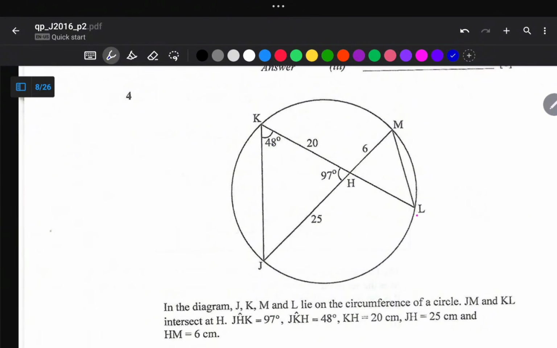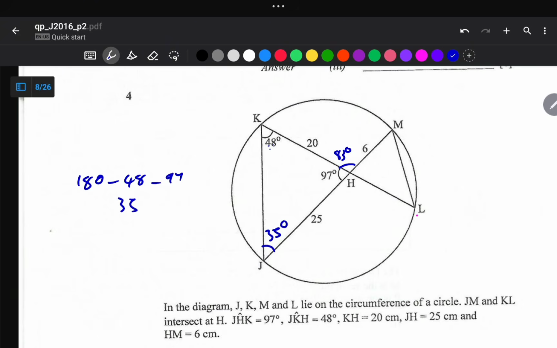So given that here we are having 97 and here we are having 48, and the total of the interior angles for a triangle adds up to 180. So we can simply say 180 minus 48 minus 97. So this gives us what? It is equal to 35. So the angle here is equal to 35 degrees. And then this angle here is equal to 180 minus 97, which gives us 83. So here it is 83 degrees.